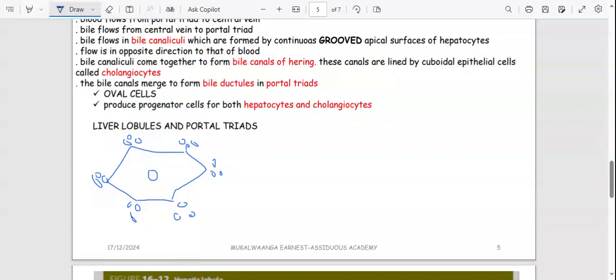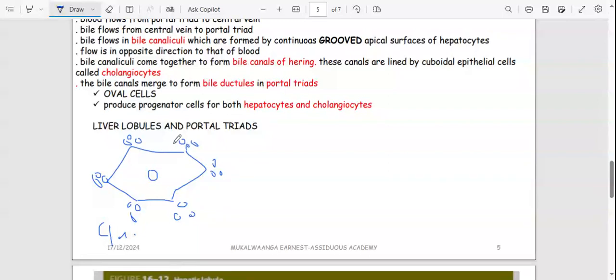What is important here is to understand the flow of what? The flow of blood. So this one we're going to name the classic hepatic lobule. Anyway, you know how to write these words. Classic hepatic lobule.